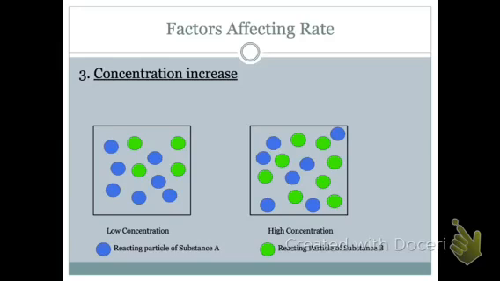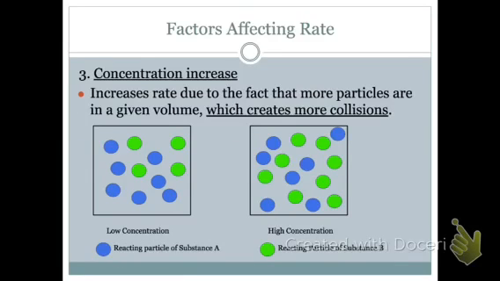Another thing that's going to affect reaction rate is concentration increase. It increases the rate due to the fact that there are more particles in a given volume, which creates more collisions. So if you look at the little picture here, over on the left, you've got low concentration. You've got low substance B. And so you can have some collisions and you can have some reactions, but when you dump more substance B into the solution, you've got a much greater chance that you're going to have more reactions. So the higher concentration is going to affect reaction rate by increasing it.